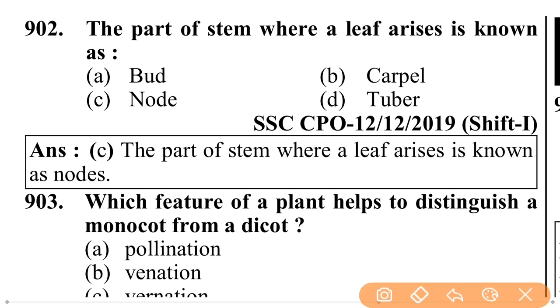The part of the stem where a leaf arises is known as node.